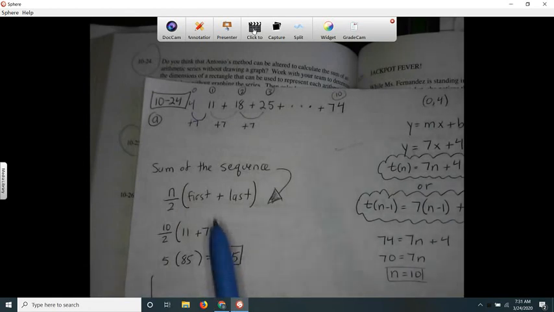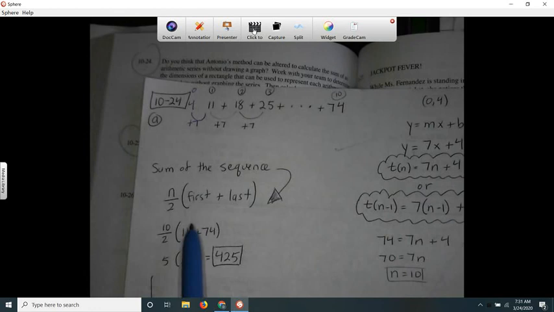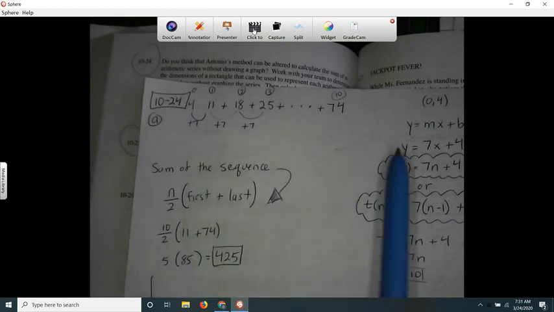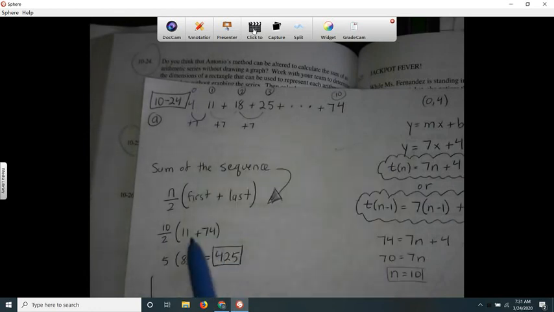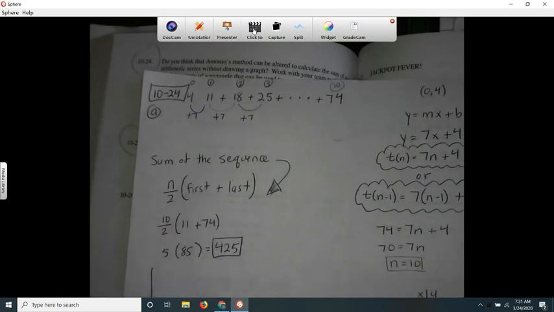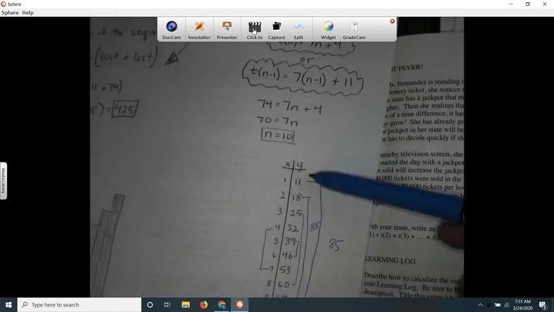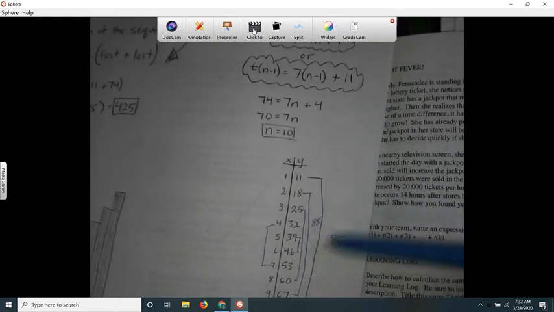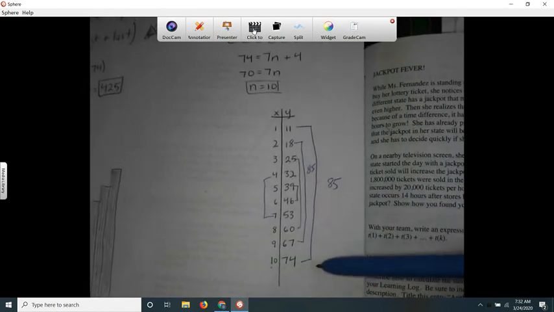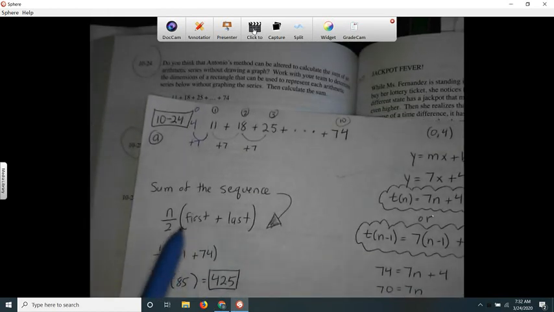Remember I said there were 5 pairs? That's because there are 10 numbers, and if I pair them up, there are going to end up being 5 pairs. So it's n over 2. It's half the number of items in your sequence, times the first plus the last. Why the first plus the last? Because that's how I knew each little pair added up to 85. I grabbed the first term and the last term. That's all I need to know right there. That's your formula.